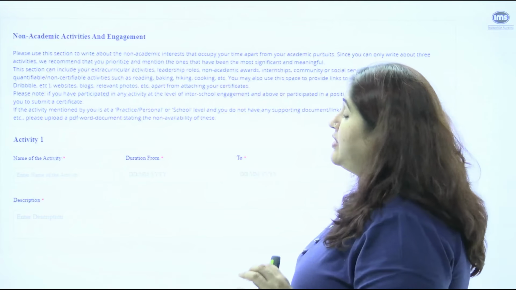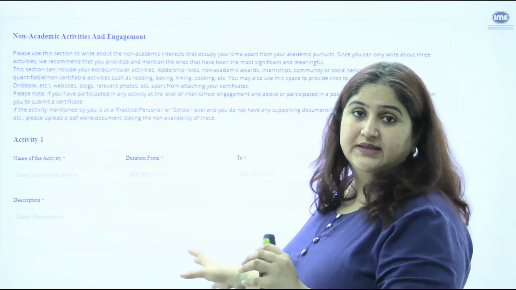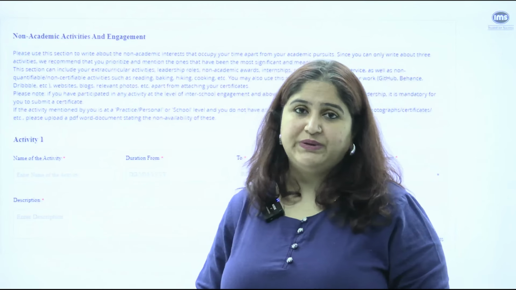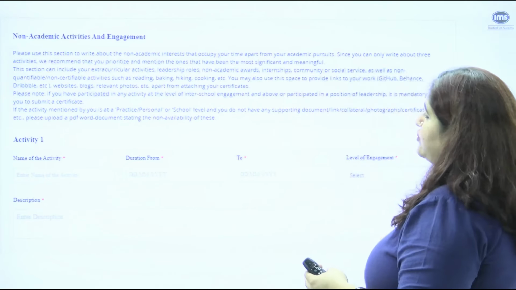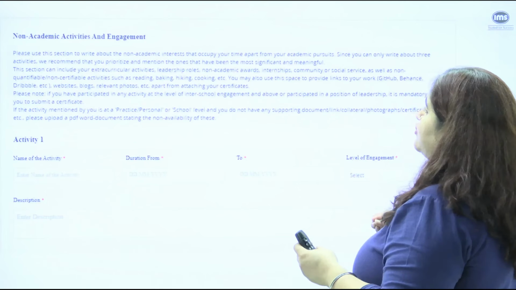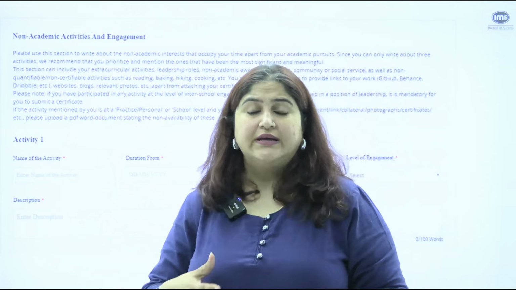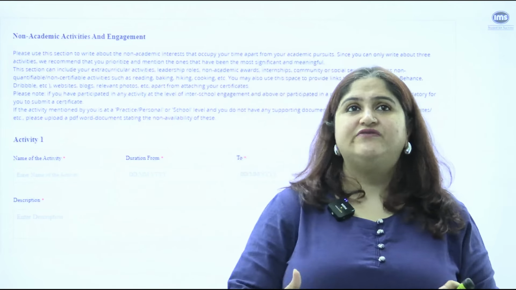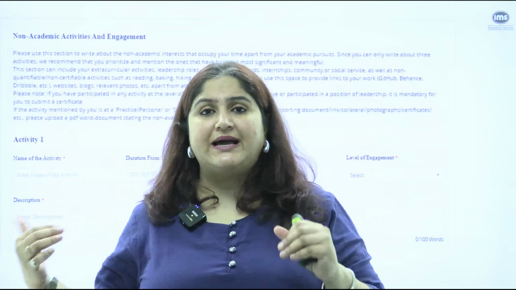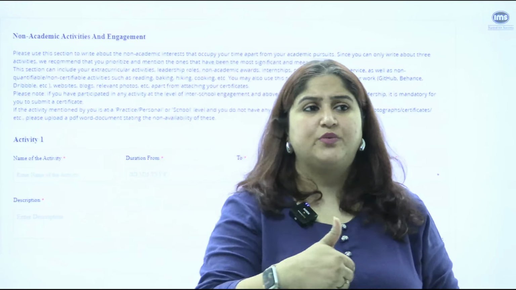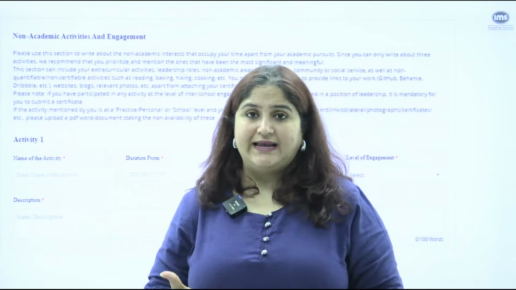Now let's look at the non-academic scores. If you look at this particular form, there are 3 activities you would be able to highlight. You will have to use this section to highlight any leadership role, any non-academic awards, anything you have achieved at a state, national or international level. Make sure it is highlighted there. Your internships, your work with any NGO, this is the space where it will get highlighted.